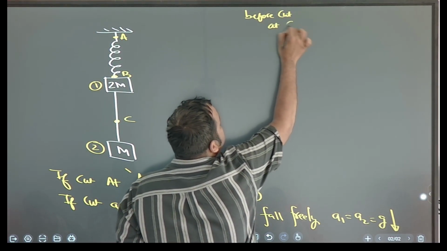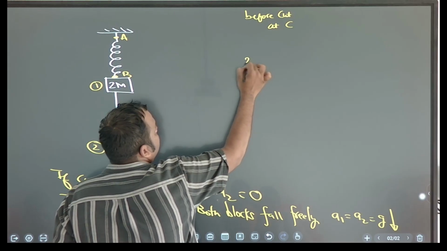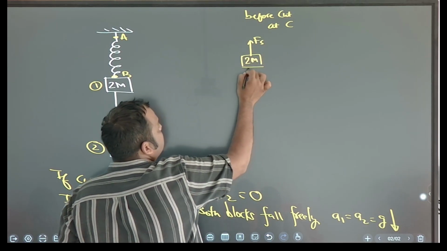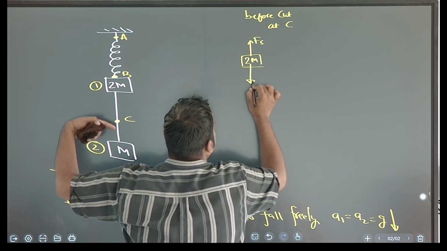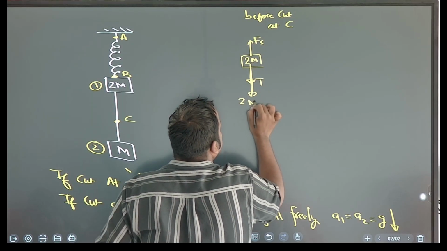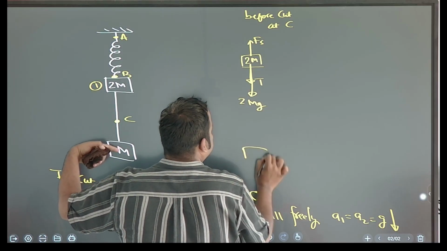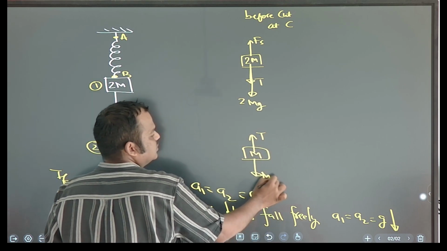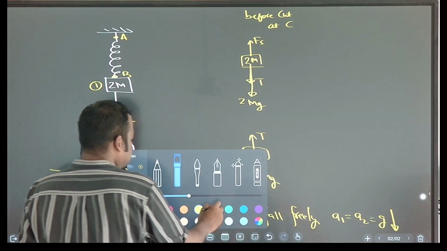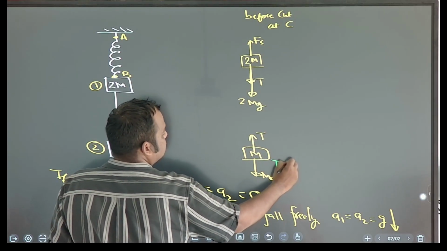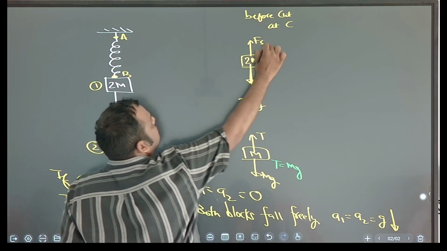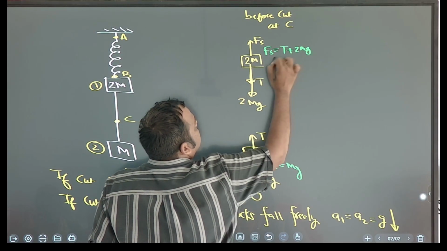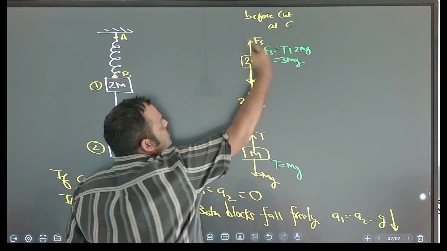Before cut at C, for 2m, what is the upward force for 2m? Fs. Downward force, tension and 2 mg. And for m, what is the upward force on m? Tension. Downward force, mg. So how much is tension? Mg. How much is spring force? Tension plus 2 mg. So 3 mg. Good. Okay, so Fs is 3 mg.